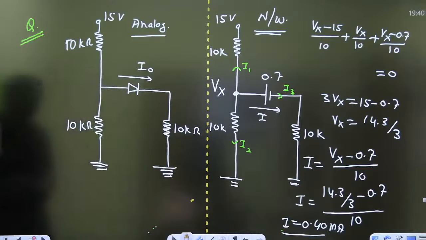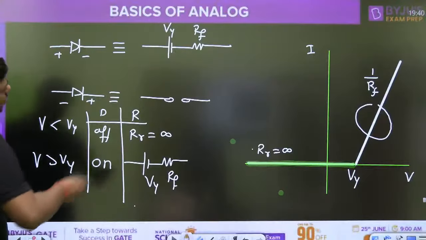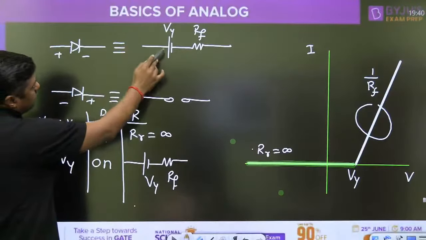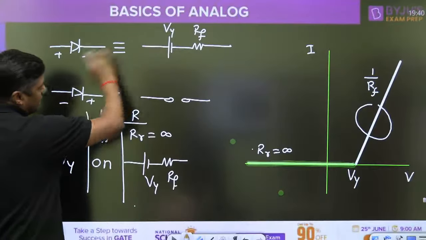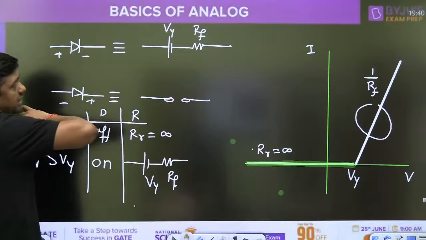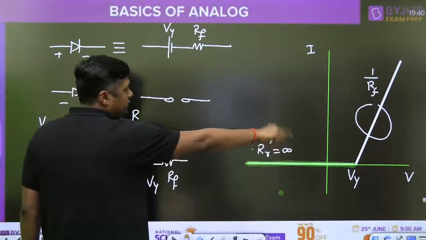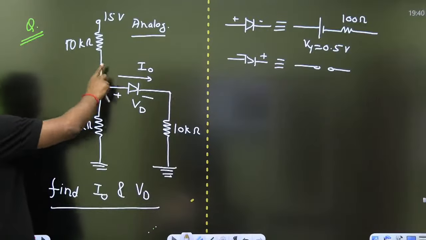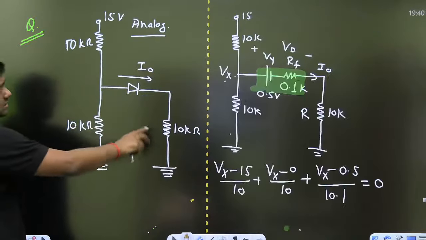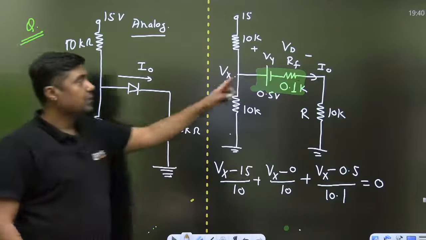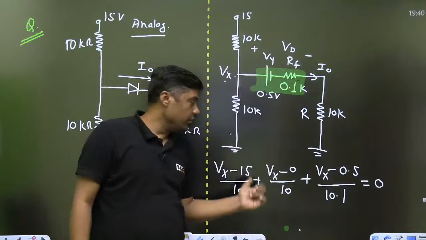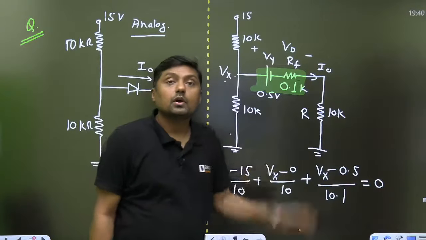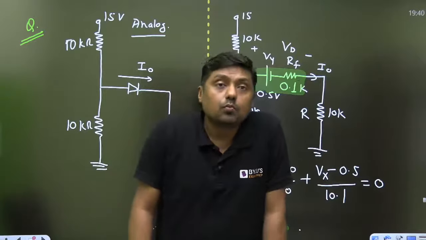Then this is the second condition. Third condition, in a numerical, if V gamma and Rf are given, then definitely they will provide the value of the V gamma, that is called the cut-in voltage, and Rf, that is the resistance of the forward bias diode, and that is the IV characteristics. In that case, again we are solving the question. The diode is replaced by this. Again apply the KCL. With the help of this, find the Vx, find the I naught, find the drop across the diode. What is the answer this time?